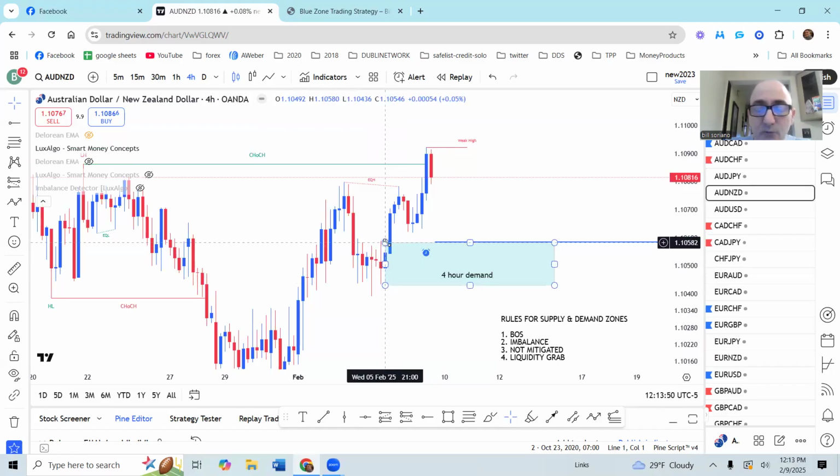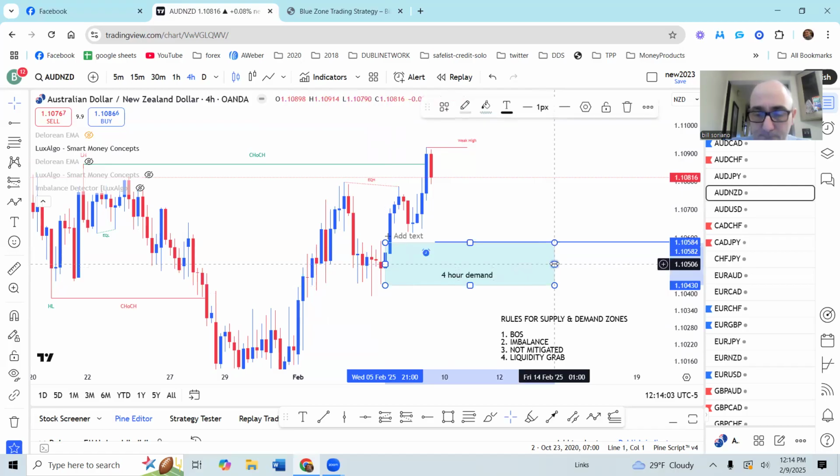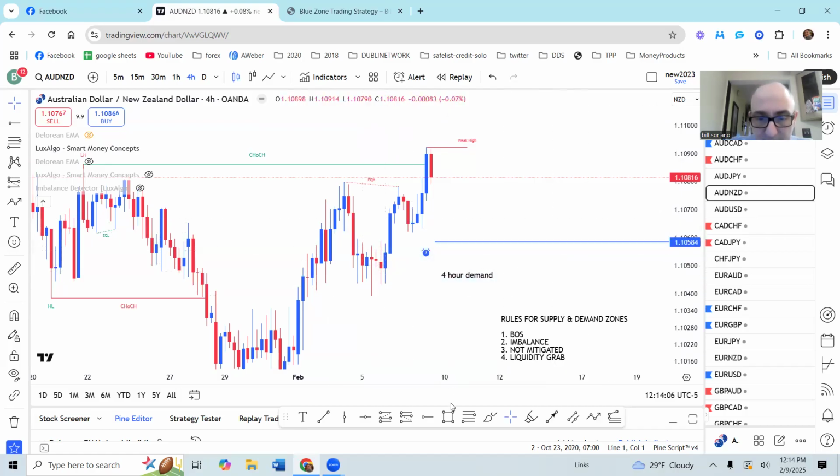We're using this candle right here. This is the indecision candle before the impulsive candle, right? Before the impulse up, okay, or the big move up. So that's where I want to draw my box here, right? I want to use that candle right there.